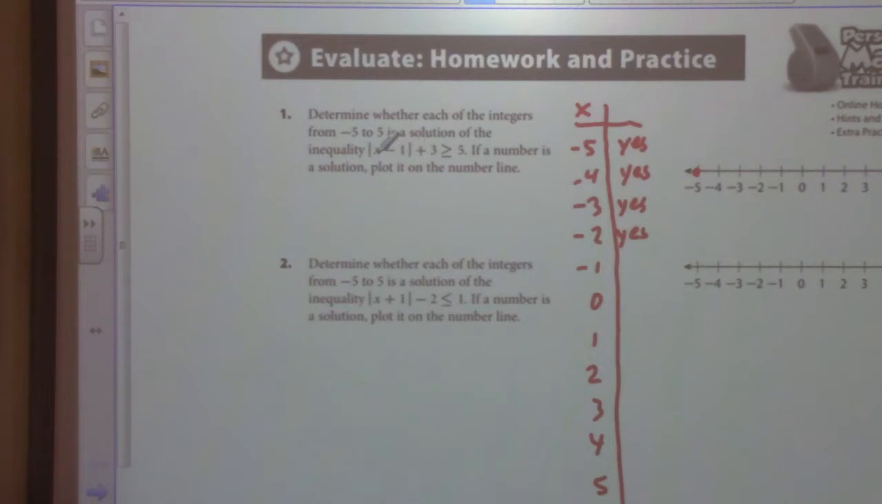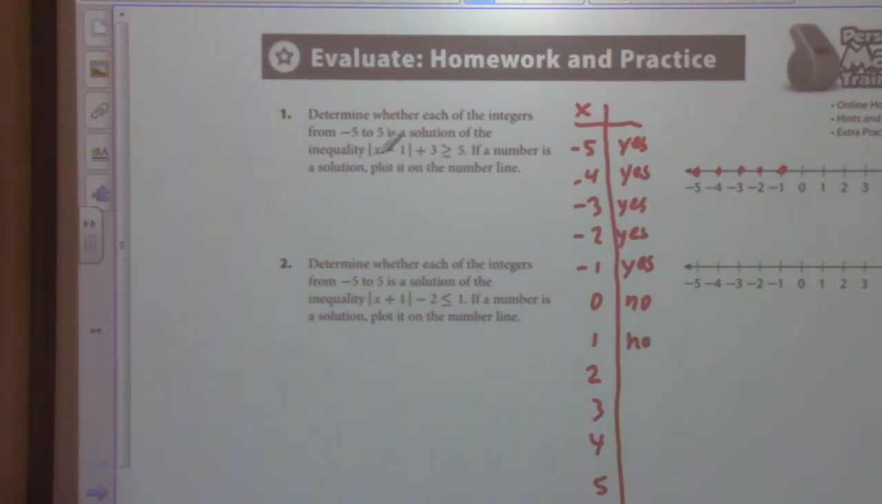And -1, if we take -1 minus 1, that's going to be -2, and 2 plus 3, is that going to be greater than or equal to? It's going to be equal to, which still qualifies as yes. So all the way up to x equals -1, each of these integers qualifies. What about when we plug in 0? No, because we'll get 1 plus 4, which is not greater than or equal to. So no, no. What is our first yes?